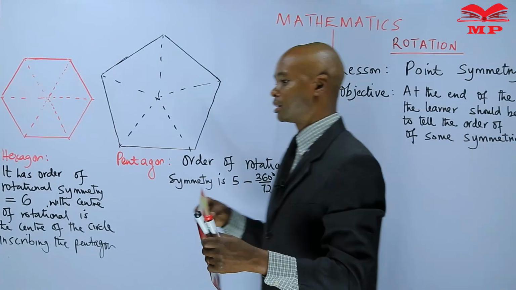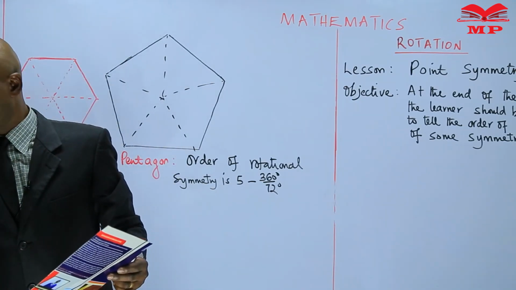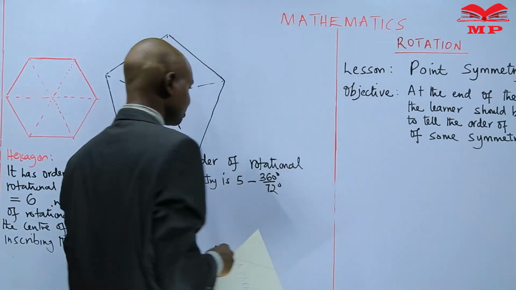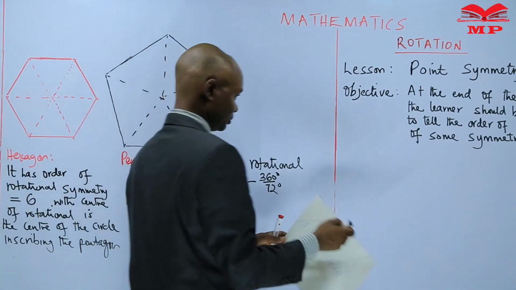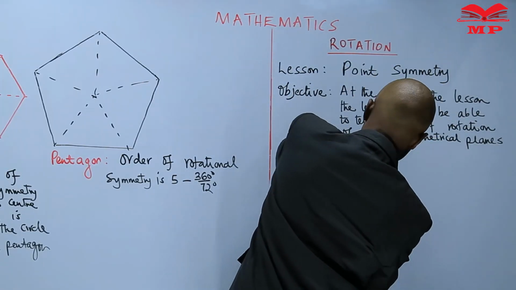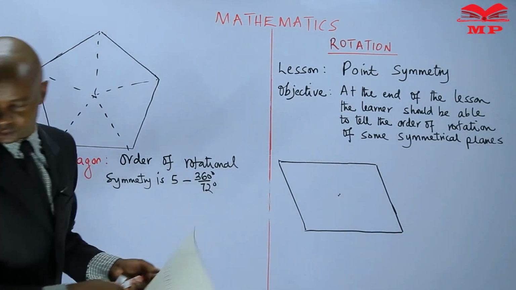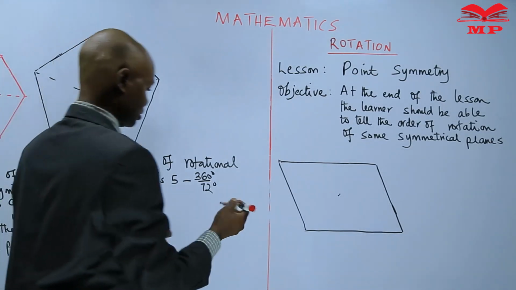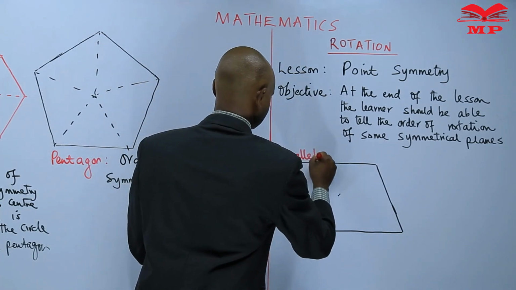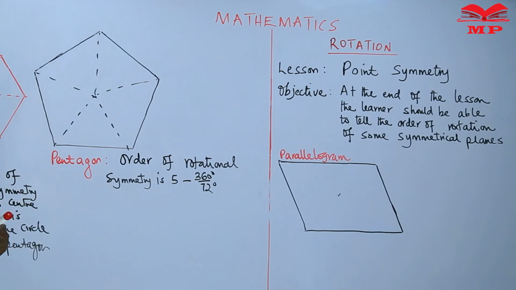We can look at a parallelogram. We have this one is the parallelogram. So I'll trace it there. That is a parallelogram. We just want to discover how many orders of symmetry it will have.